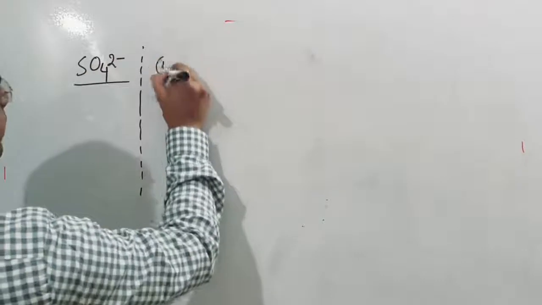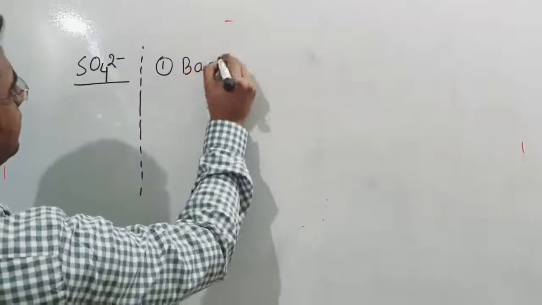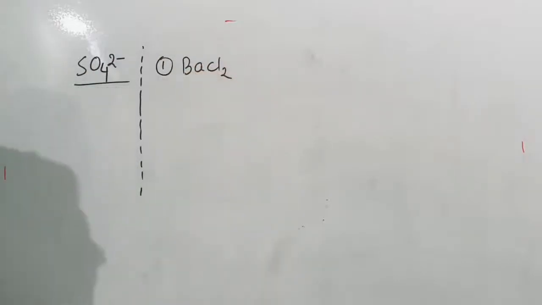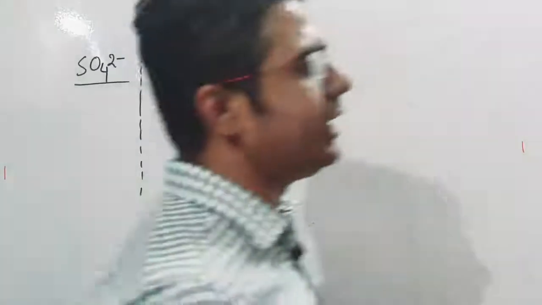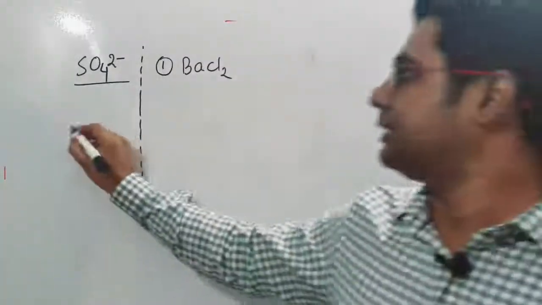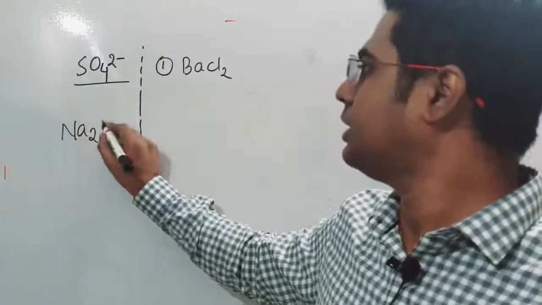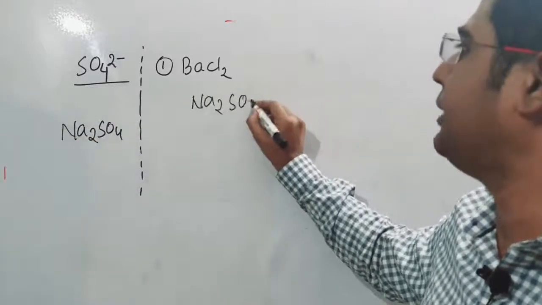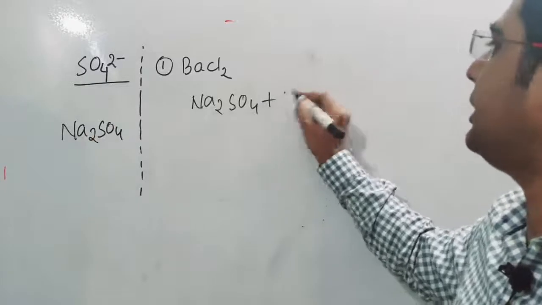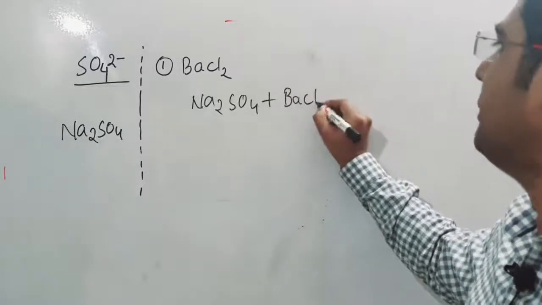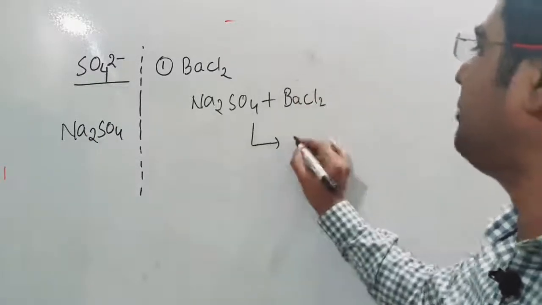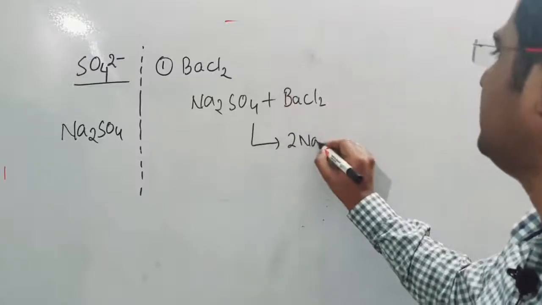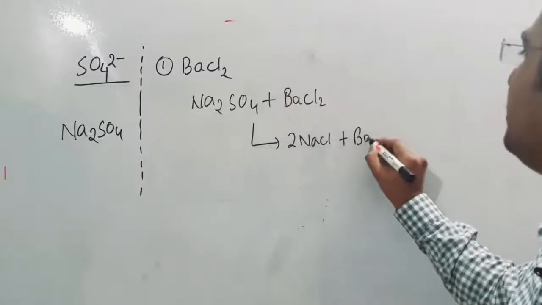So, here number 1, you need to add BaCl2. Why are we adding BaCl2? First of all, this BaCl2 will react with any sulfate. Let us take Na2SO4. With Na2SO4, you will now be very conversant with the reaction after doing so many reactions. BaCl2 should give what? Double decomposition. So, 2 NaCl plus BaSO4.